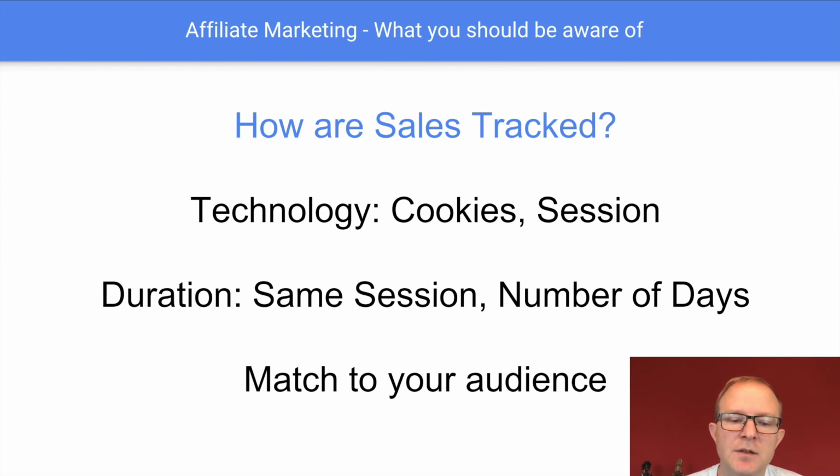This goes hand in hand with the duration. As I already said, it's either counted in the same session, or there's a certain number of days where it's still credited to you. Some programs have 15 days, some have 30 days. The longer the better for you, of course. On the other hand, it's worse for the affiliate partner, but there always has to be a good ratio where both partners profit.